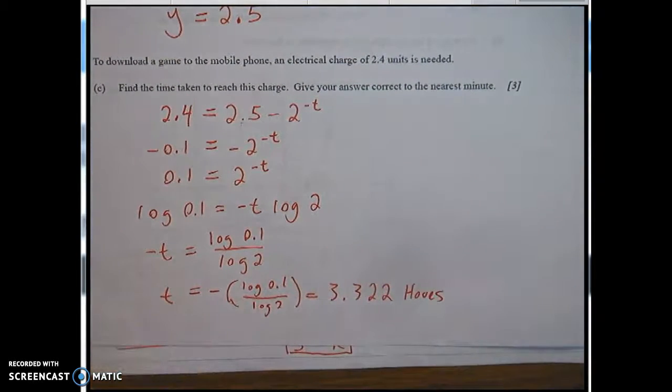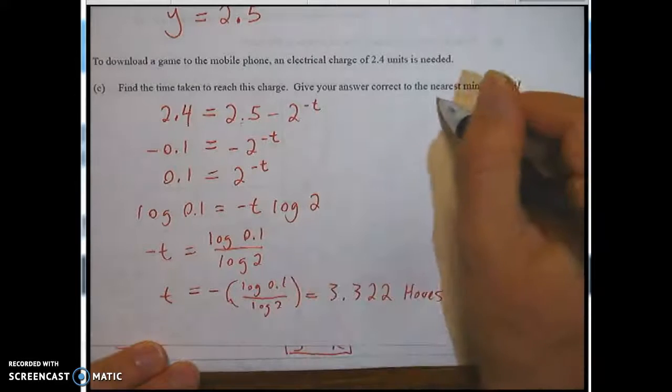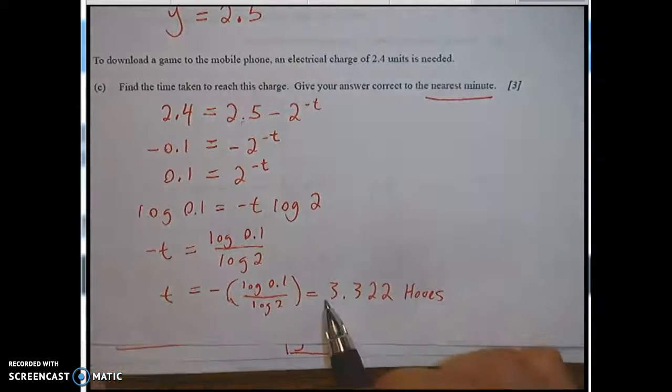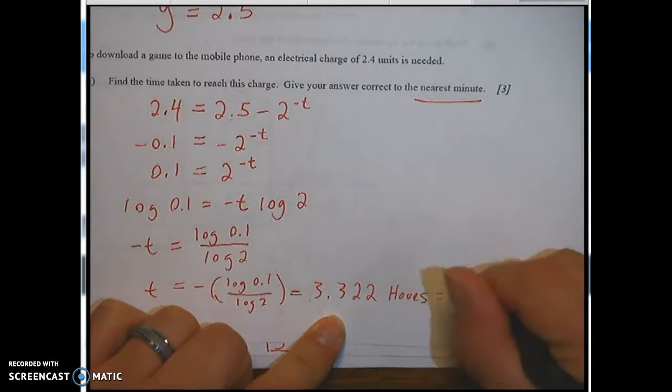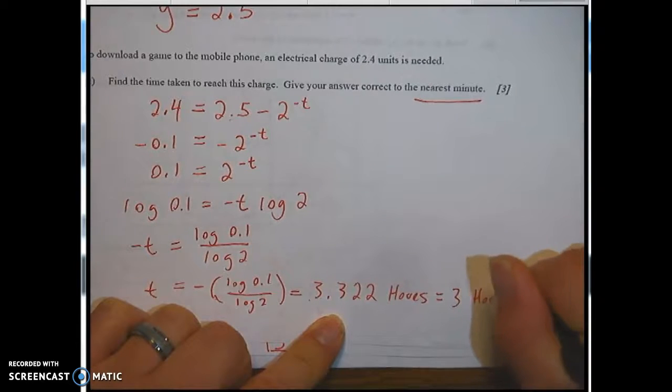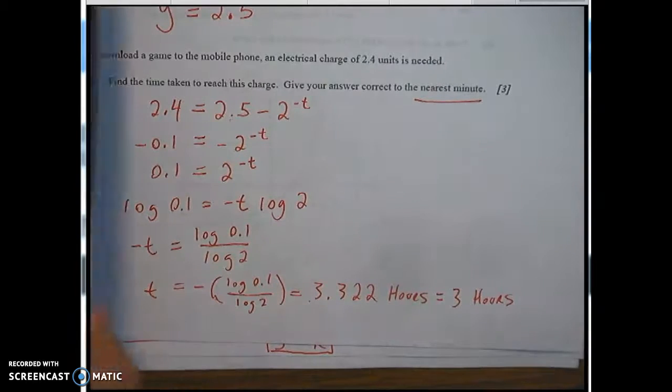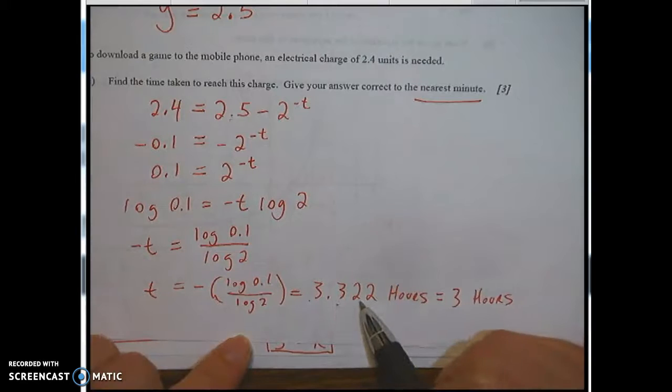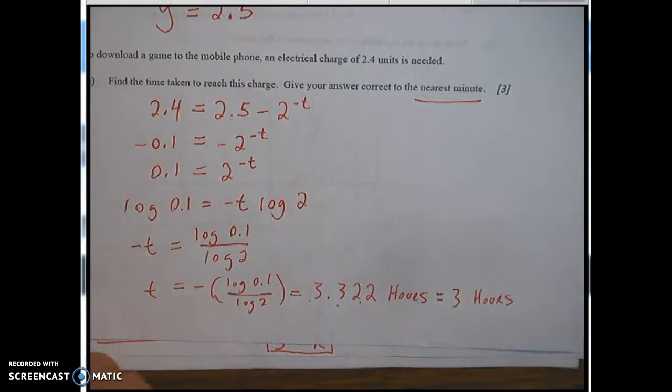But read what the question's asking you. Give your answer correct to the nearest minute. So we know it's going to be 3 hours and some number of minutes. The question is, how do I turn this 0.322 into minutes?